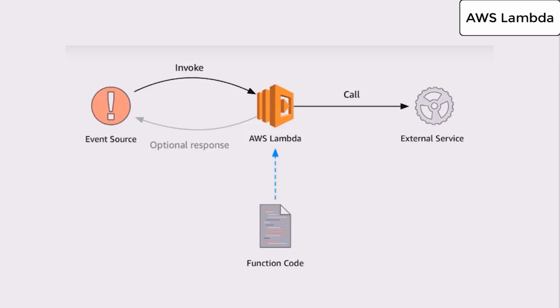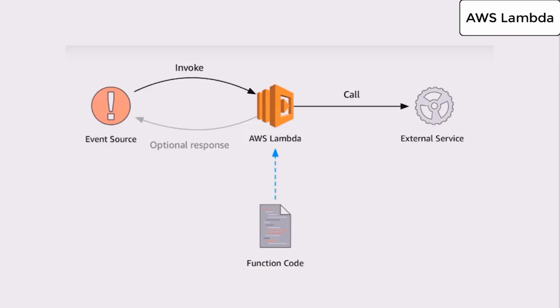Looking at this current example, any event source, which can be from AWS or from outside as well, will invoke the Lambda function depending on some event that is generated, and it will call the external service to do whatever task is required depending on that event.